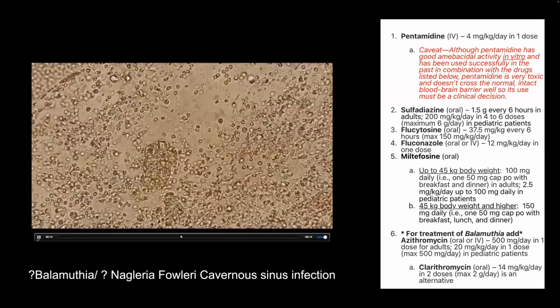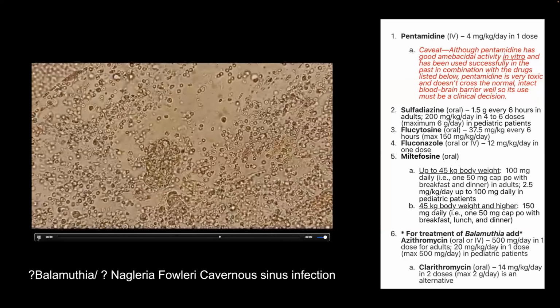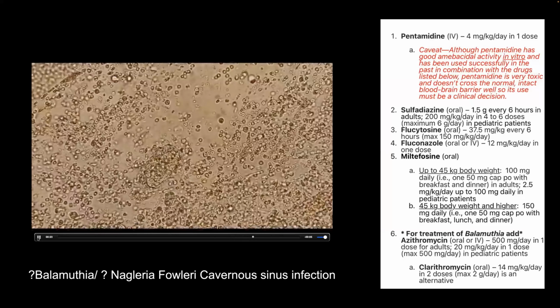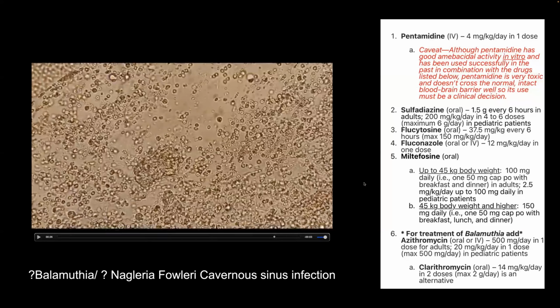So we wrote a mail to CDC, and based on the treatment of all the survivors of this infection, they gave us a treatment plan consisting of IV pentamidine, sulfadiazine, flucytosine, fluconazole, miltefosine, and azithromycin. But pentamidine is not available in India, and we could not find miltefosine as well. But we started off with the other medications.